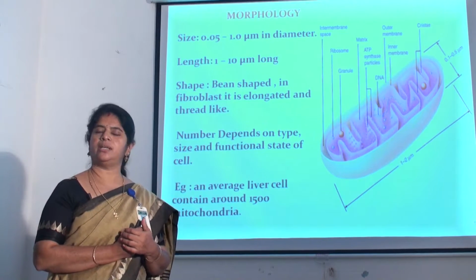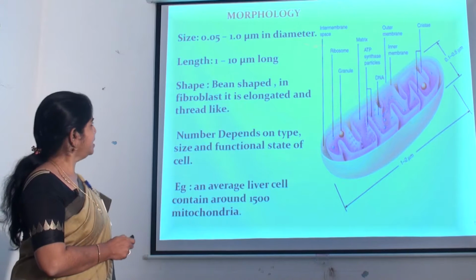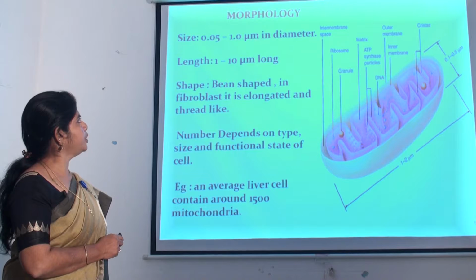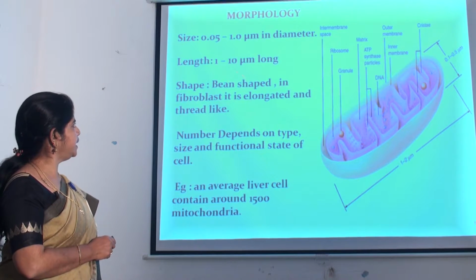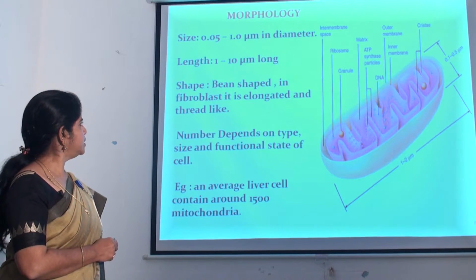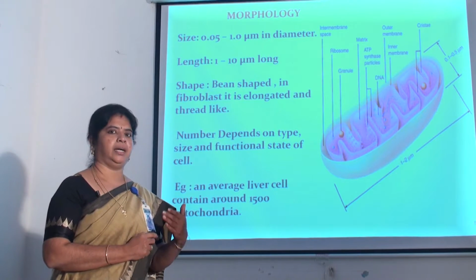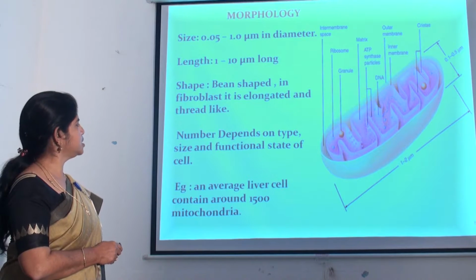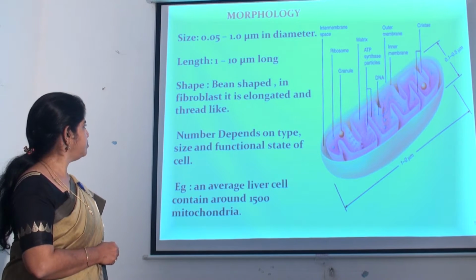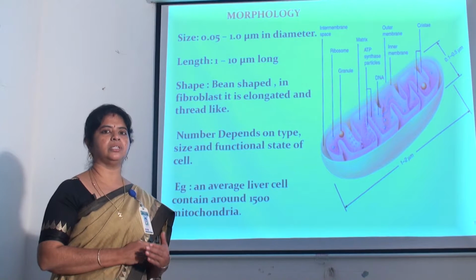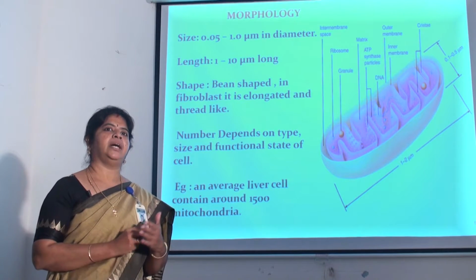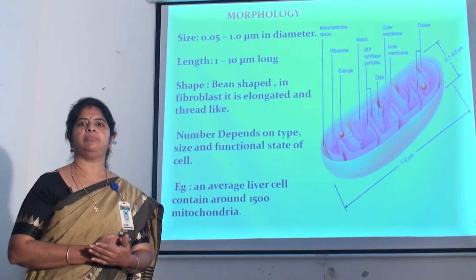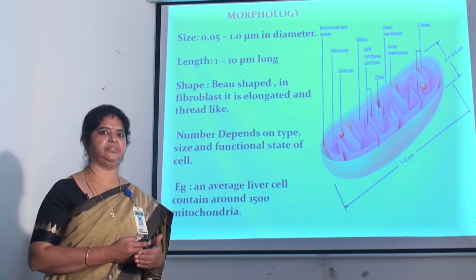Morphology means the structure of the mitochondria. See here the size: it is 0.05 to 1 micrometer in diameter, and 1 to 10 micrometer long. The shape may vary according to the cells in the body, so it may be bean shaped, rod shaped, circular, or oval. The number depends upon the type and the size of the function, because the mitochondria are not similar in all, even in the same individual. The number may vary according to the functional activity of the cell.